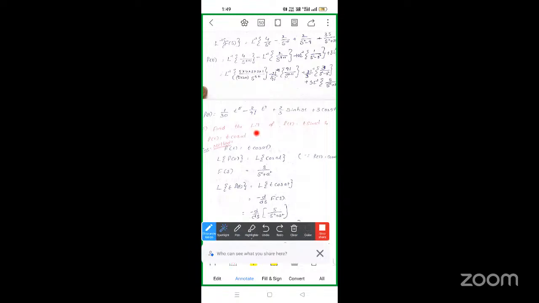Next, third example. Find the Laplace transform of f of t is equal to t into sin at, and f of t is equal to t into cos at. So here f of t is equal to t into cos at. Taking L on both sides, L of f of t is equal to L of cos at. But L of cos at is equal to the formula s by s square plus a square. So by using the Laplace transform formula s by s square plus a square, the LHS L of f of t is equal to f of s.